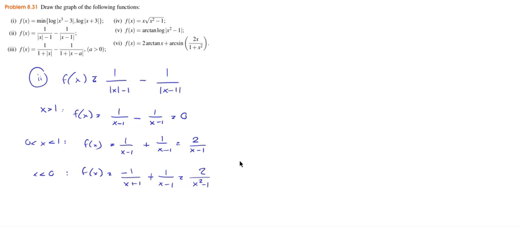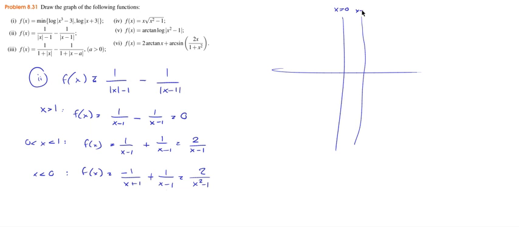Okay, so now let's compute this thing. So let's plot this. Now if this is x equals 0 and this is x equals 1, okay? If x is greater than 1, f is 0, right? Now if it's between 0 and 1, then this is 2 over x minus 1. And then, so let's say at 0, this is going to be minus 1, okay? So this is minus 1. This is the value.